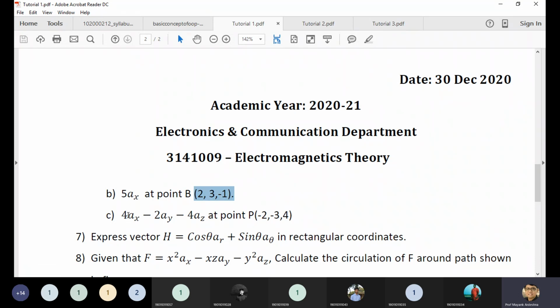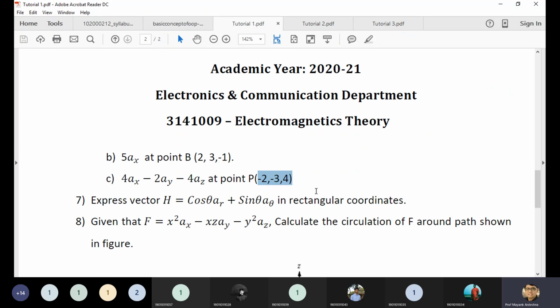Next one is where the vector is given, which is nothing but three different directions. One is 4, second is -2, and third one is -4. So take the matrix which is converted in a spherical coordinate system, multiply with this 4, -2 and -4 and put the value. In this case you have to convert this -2, -3 and 4 in terms of the circular cylinder. Then you may get the answer.